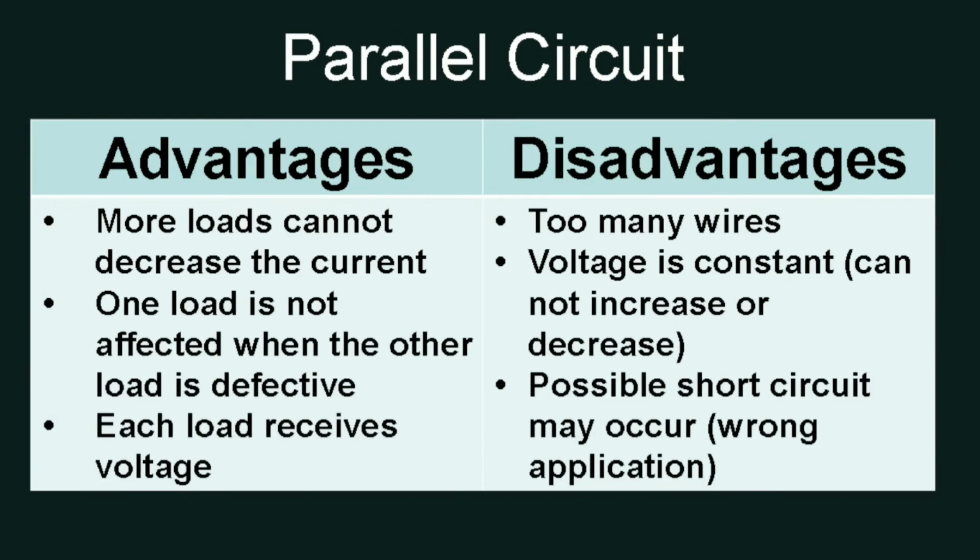While for the parallel circuit, the advantages are more loads cannot decrease the current. One load is not affected when the other load is defective, and each load receives voltage. For the disadvantages, too many wires are required. Voltage is constant, it cannot increase or decrease. And last, it is possible to have a short circuit when we have wrong application of the wirings.